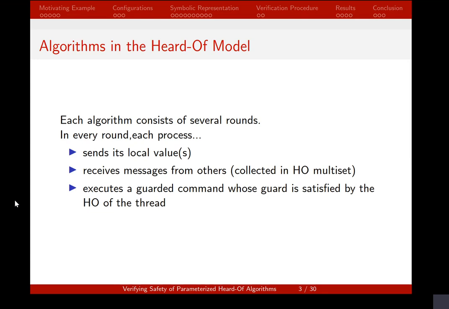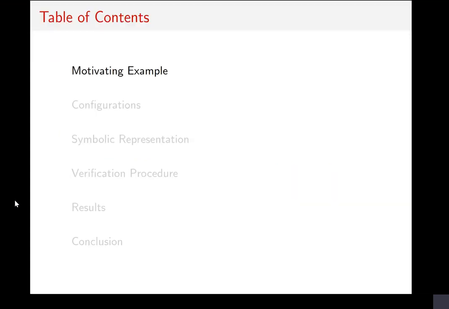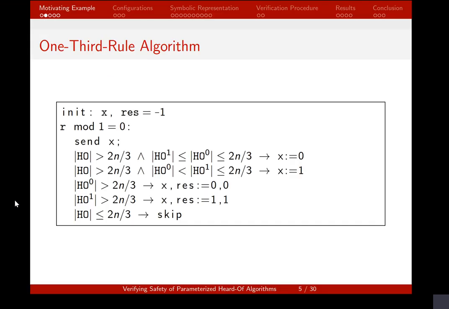Then after the sending and receiving steps, the processes execute guarded commands. There are several guarded commands provided. Each process executes the one whose guard is satisfied. The guards are formulas in terms of cardinality of herd-of multisets. We will see a motivating example.